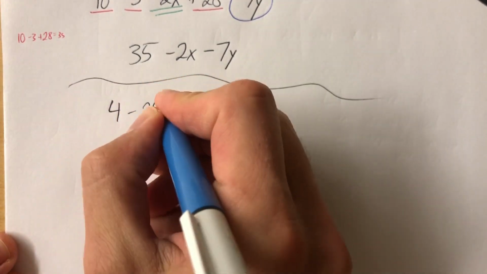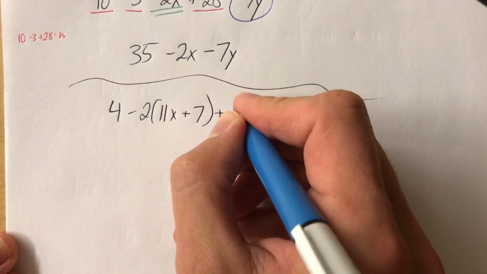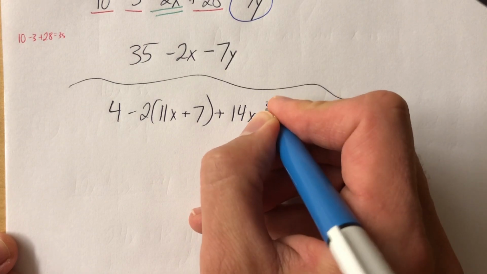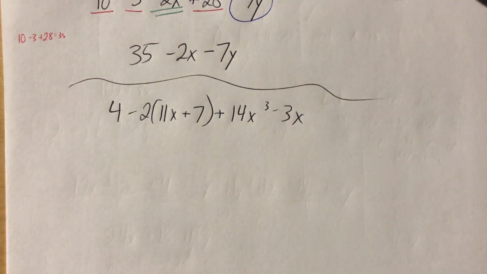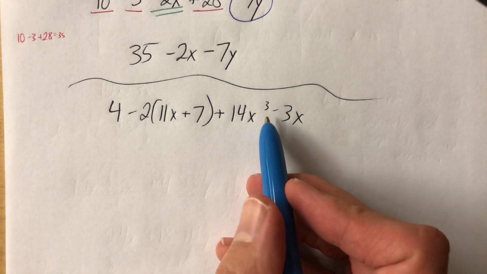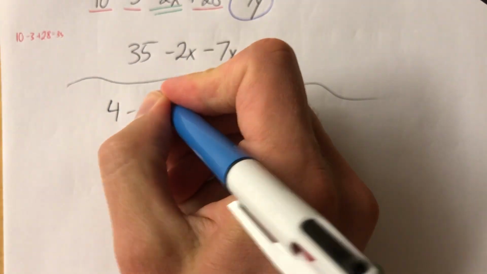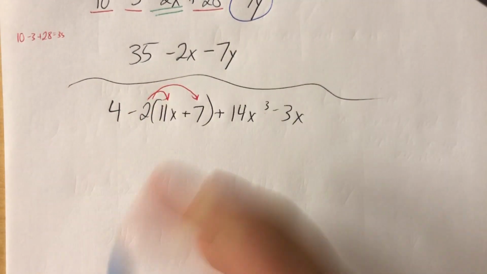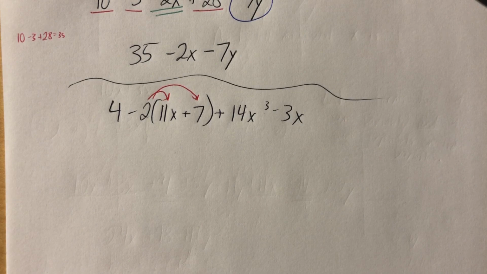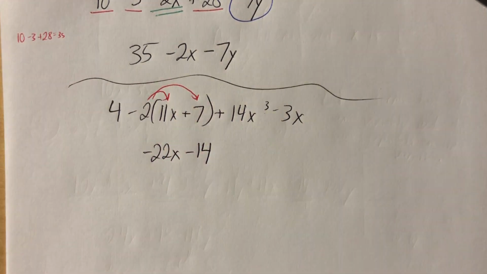4 minus 2. I'm going to go very fast on this one because at this point I think we understand. I do want to show you this one though because I want to pull out some stuff that has to do with exponents. I want to talk about those concepts. The fact that we have a 3 right here is going to change things a little bit. So let's start with the multiplication. Negative 2 times 11x, negative 2 times 7. And whatever doesn't get involved in that multiplication process just gets brought down.